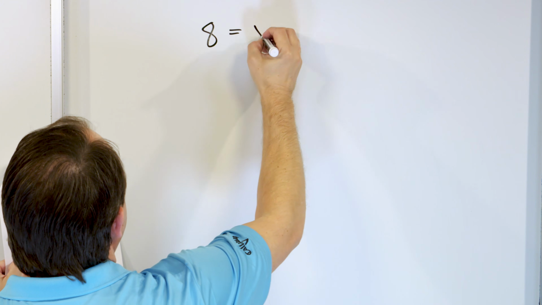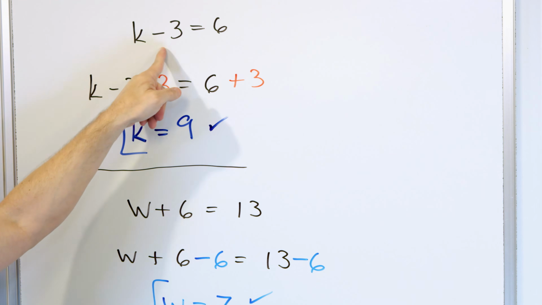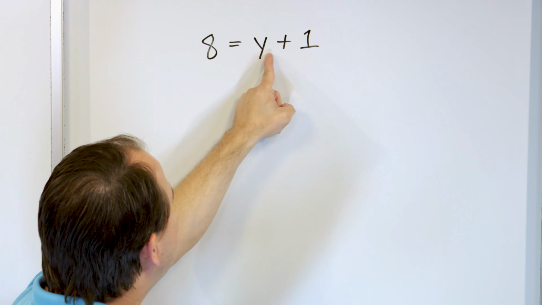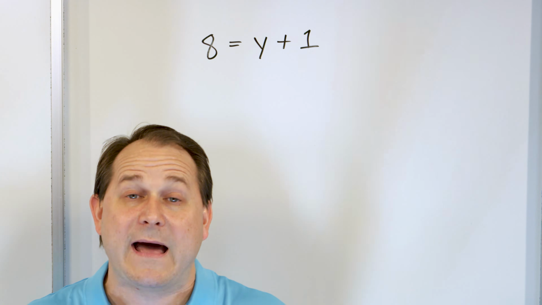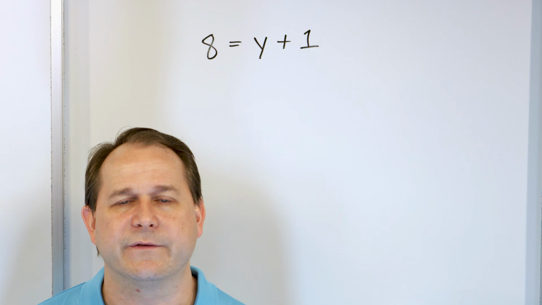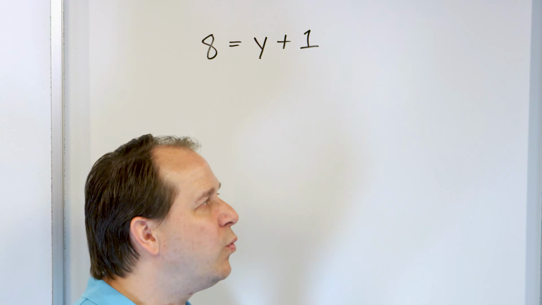8 is equal to y plus 1. Now, in all of the previous problems, the variable was on the left. Here, the variable, the unknown, is on the right. It doesn't matter if the variable is on the left or on the right. All you're trying to do is put the variable somewhere on one side of the equal sign. Just get it by itself on one side of the equal sign.